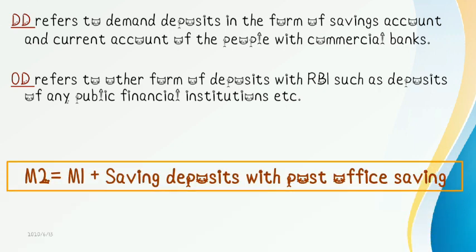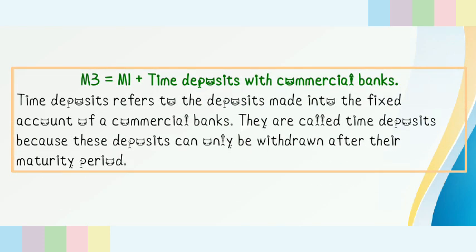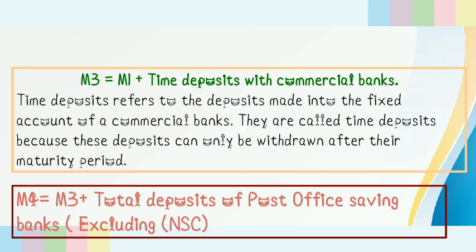Coming to the second measure of money supply, M2, which includes all the components of M1 and savings deposits with post office savings. The third measure of money supply, M3, includes all the components of M1 and time deposits with commercial banks. So what are time deposits? These are basically the deposits made into the fixed account of a commercial bank. They are called time deposits because these deposits can only be withdrawn after their maturity period. And finally, the fourth measure of money supply, M4, includes all the components of M3 plus total deposits of post office savings banks, but it excludes NSC. NSC means National Savings Certificates.